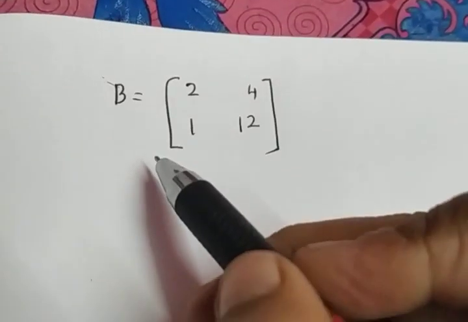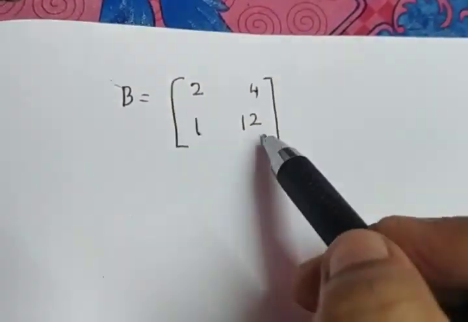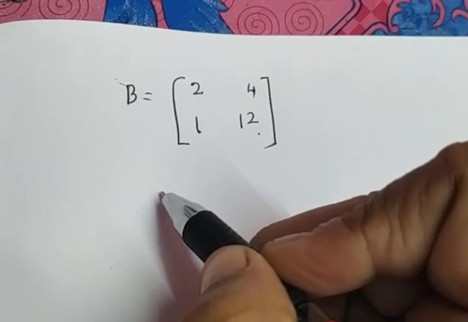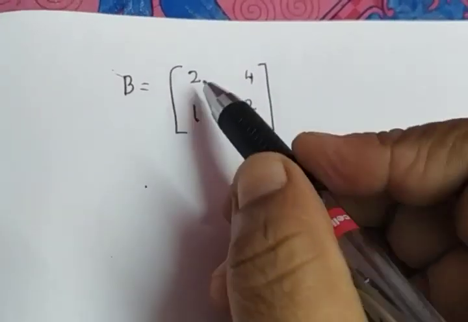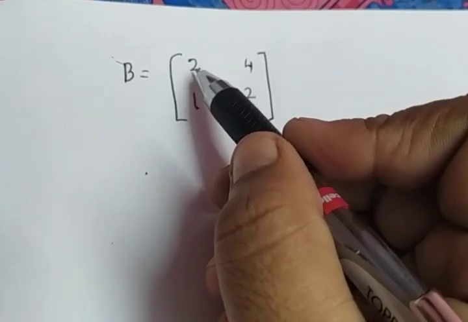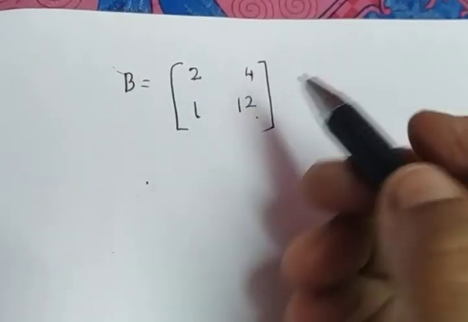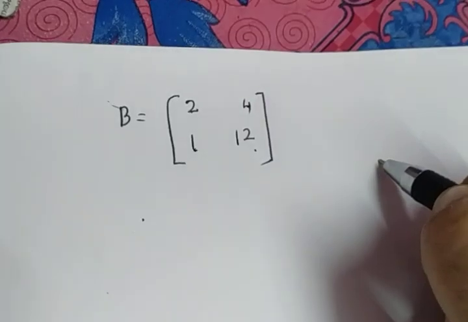Suppose I have a matrix B equal to [2, 4; 1, 12], which is a 2 by 2 matrix. If I need to find the cofactor matrix, what was the usual way? We will find the cofactor of each and every element, isn't it? We will find the cofactor of 2.